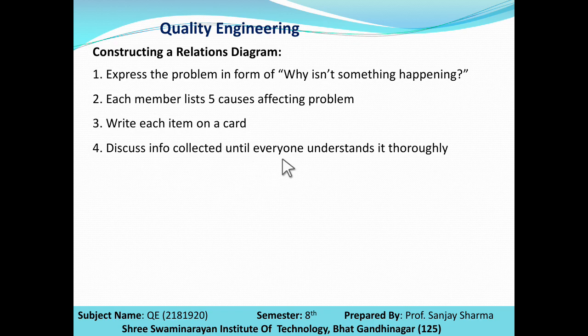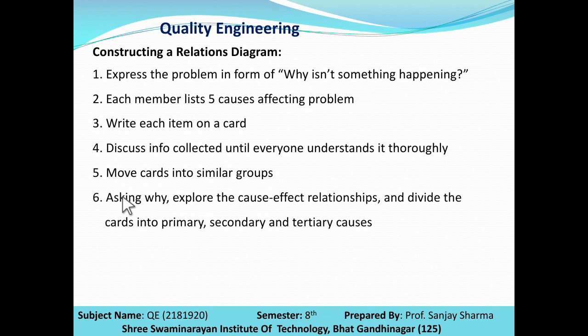Discuss the information collected until everyone understands it thoroughly. Whatever information has been written, collect it and understand it very thoroughly. Once you understand, move the cards into similar groups. After that, asking why, explore the cause-effect relationship and divide the cards into primary, secondary and tertiary causes. So after identifying 5 different causes, we categorize them into 3 different categories: primary, secondary and tertiary causes of the effect.